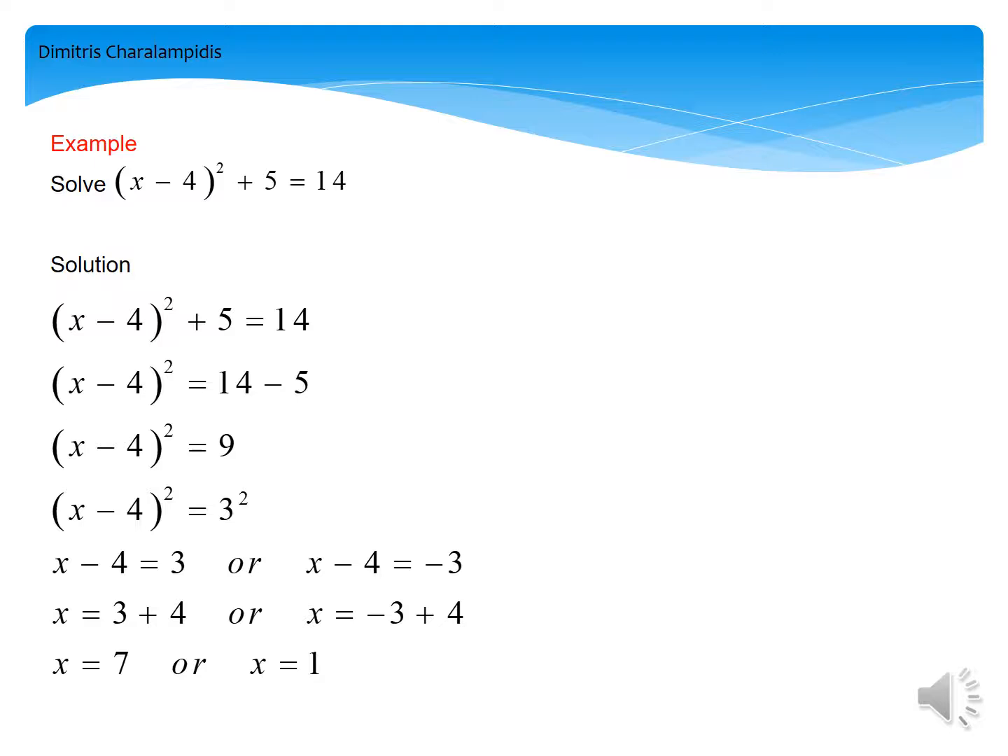What we have to do now is to solve each case separately. From the first one, we get that x equals 3 plus 4, thus x equals 7. And from the second one, we get that x equals negative 3 plus 4, thus x equals 1 respectively.